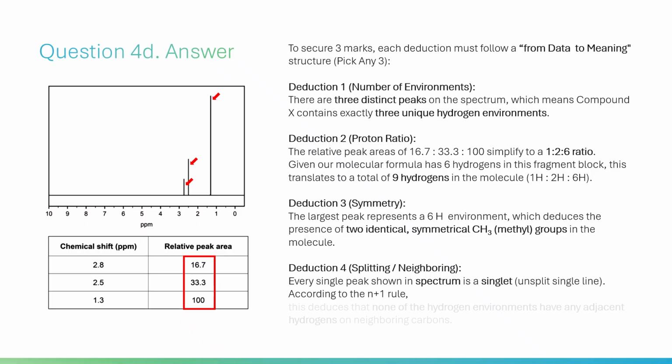Every single peak shown in the spectrum is a singlet, an unsplit single line. According to the N+1 rule, this deduces that none of the hydrogen environments have any adjacent hydrogens on neighboring carbons.